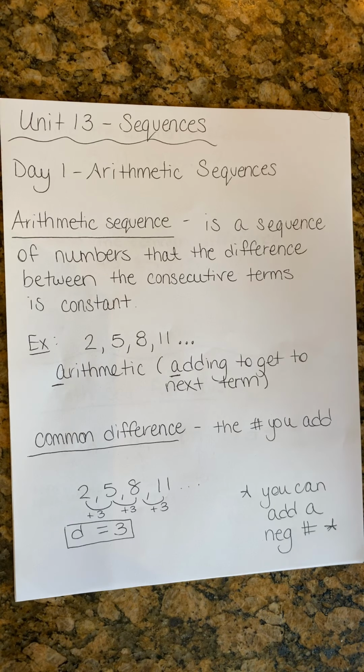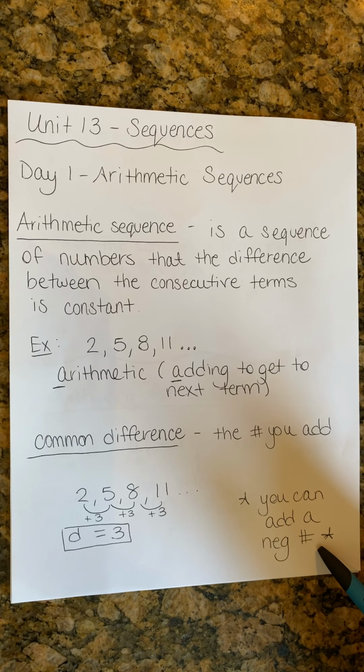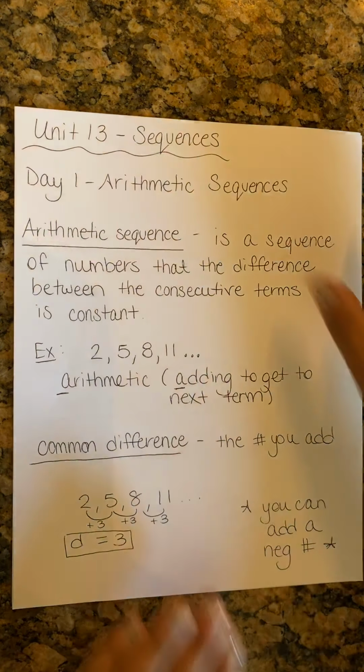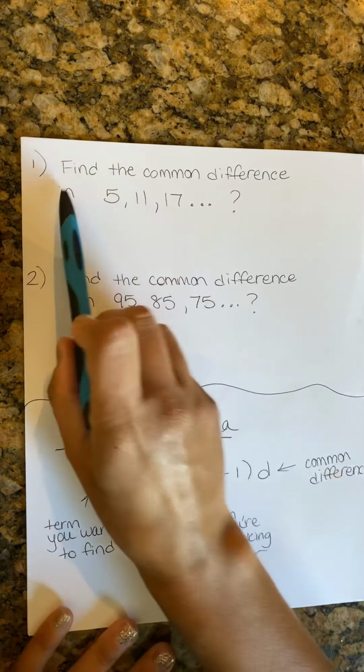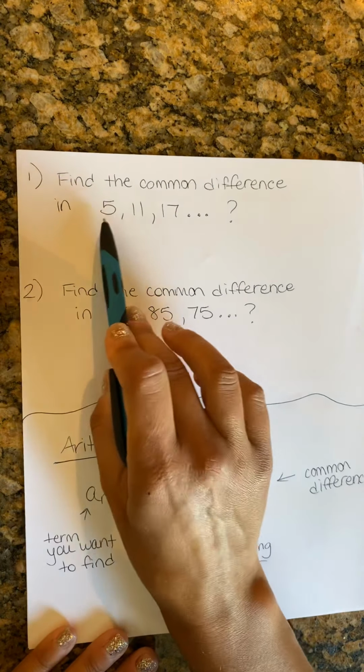So what we're dealing with, they're all going to have some type of pattern that you are looking for. And over here, I just said you can add a negative number. So basically, if you go backwards, your numbers are going from biggest to smallest, then yeah, that means you're adding a negative number. Okay? All right, so first thing, we're going to just find the common difference. So very plain and simple. Find the common difference in this sequence of numbers.